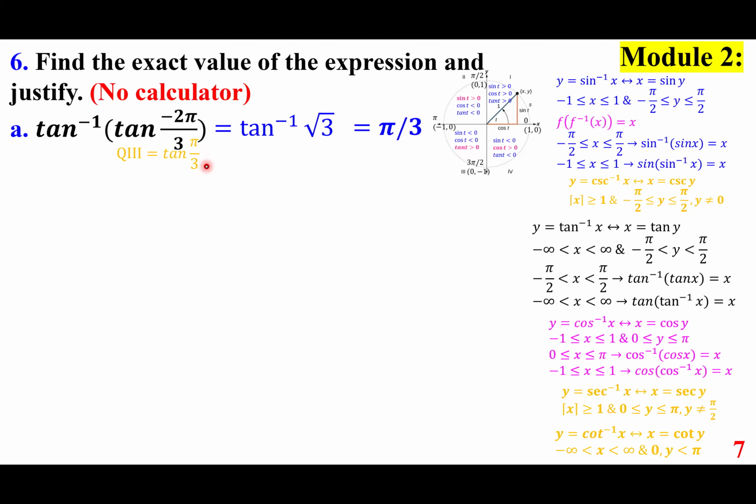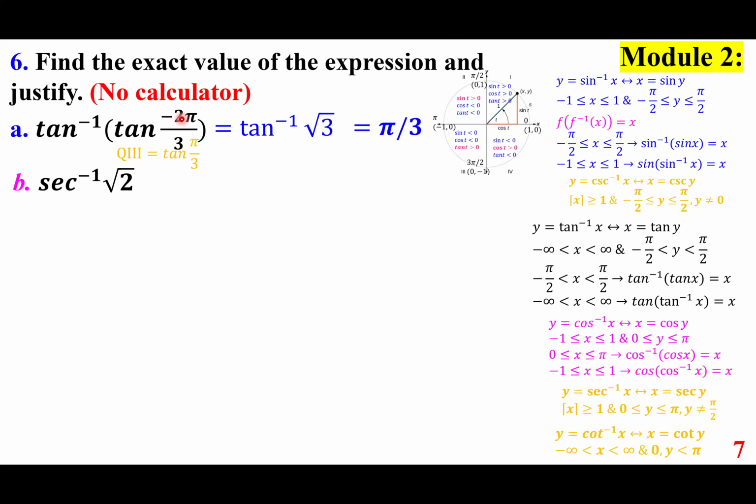What I want to make a point of, you can't say they undo each other and they give you -2 pi over 3 unless it's in the proper domain. In this case, it has to belong to the domain of tangent, okay? And as far as tangent is concerned, the domain is -pi over 2 to pi over 2. So therefore, that's not going to be the answer.